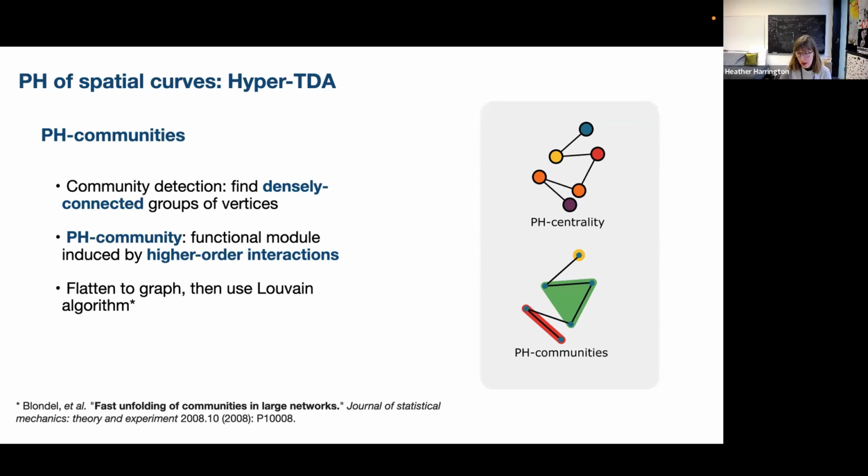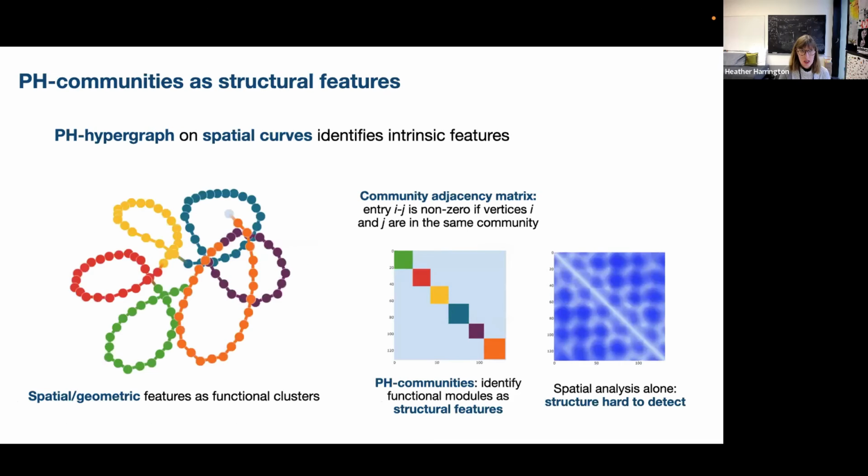So we then said, well, what can we learn from this and what can we see? We looked at this hand-drawn spatial curve, and you can very clearly see that each of the communities, which are given by a different color, can identify functional modules in this flower. And so we get this density matrix. Whereas if we looked only at the point cloud data, for example, the structure would be difficult to detect alone.